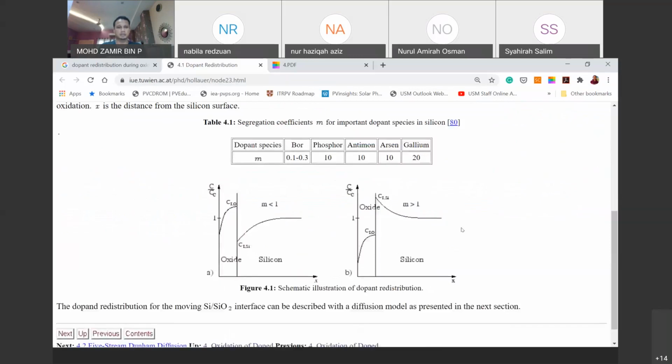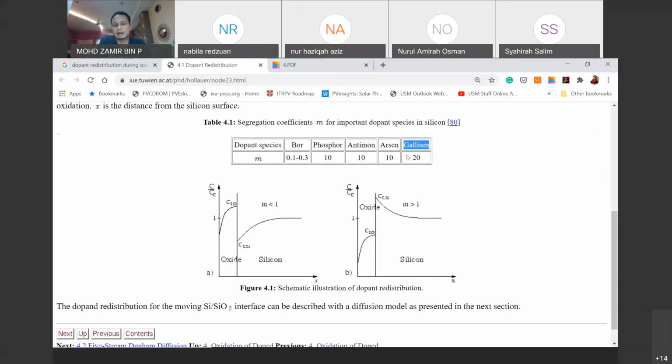So let's look at the values here. So dopant species or M. The M for boron is typically between 0.1 to 0.3. So that means you can find more of boron in the oxide in comparison to the silicon due to the depletion of the boron during the process. On the other hand, if you look at the N-type, like phosphorus, arsenic, antimony, they are 10, and gallium is even higher than that, even though it's p-type as well. So boron and gallium are p-type, but the M behavior, if you like, is completely opposite.